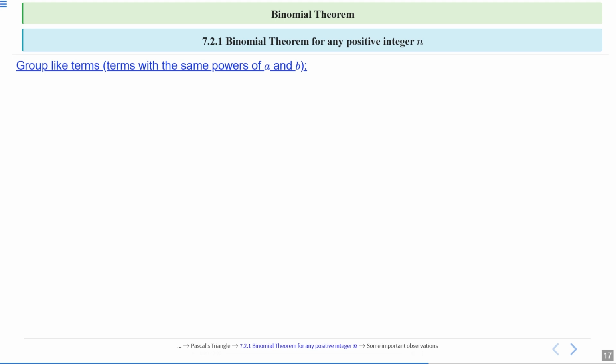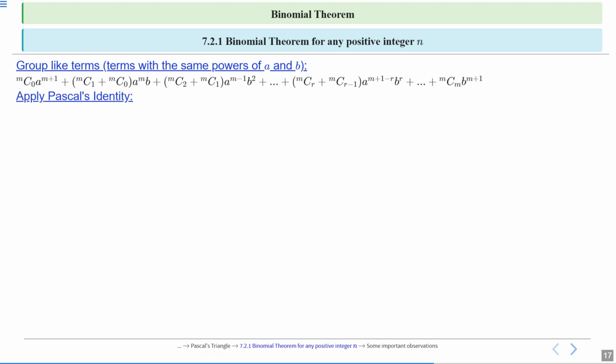Look students, here we are grouping terms that have the same powers of a and b. This grouping is important so that we can simplify further. mC0 a^(m+1) + (mC1 + mC0) a^m b + (mC2 + mC1) a^(m-1) b^2 + ... + (mCr + mC(r-1)) a^(m+1-r) b^r + ... + mCm b^(m+1).